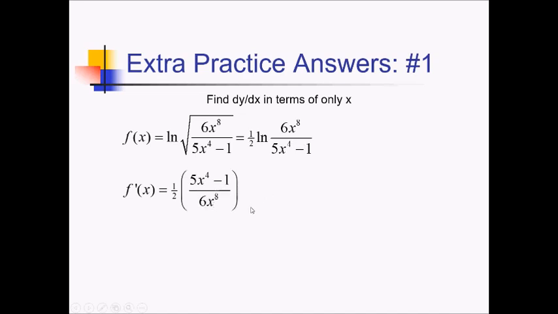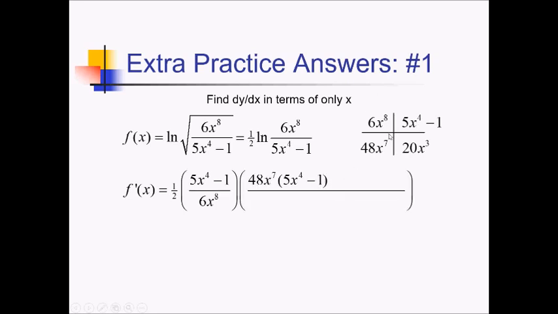And now I'm going to have to multiply by the derivative of this original fraction. For that, I'm going to need the quotient rule. So setting up my box and ribbon, I've got 6x to the 8th, 5x to the 4th minus 1, and their derivatives, which are 48x to the 7th and 20x cubed. All right, using the ribbon to put this back together, we've got 48x to the 7th times parentheses 5x to the 4th minus 1 minus 6x to the 8th times 20x cubed.